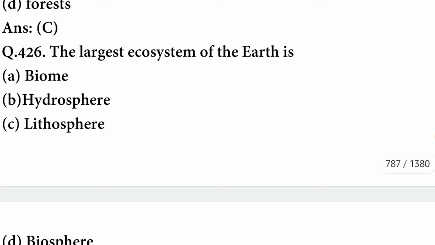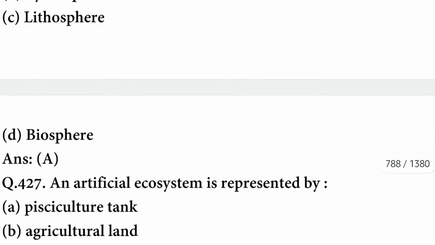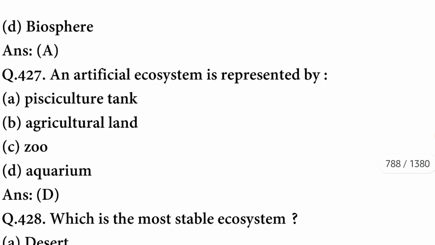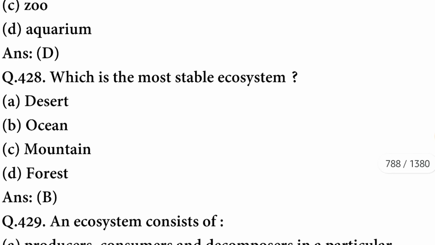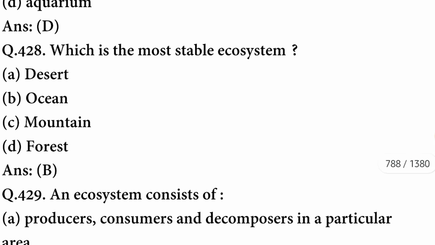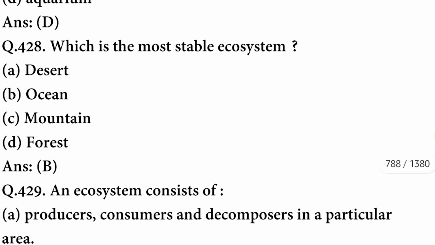The largest ecosystem of earth is biome. An artificial ecosystem is represented by aquarium. D option is correct. Which is the most stable ecosystem? It is ocean. B option is correct.